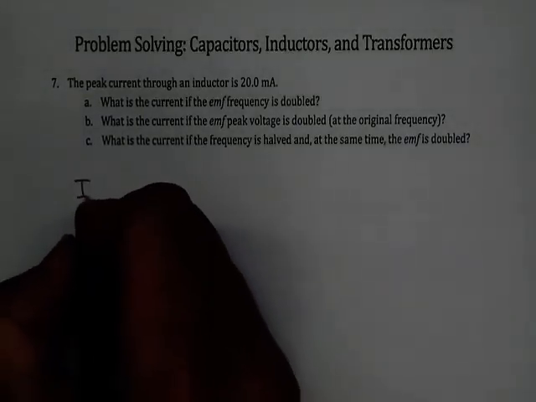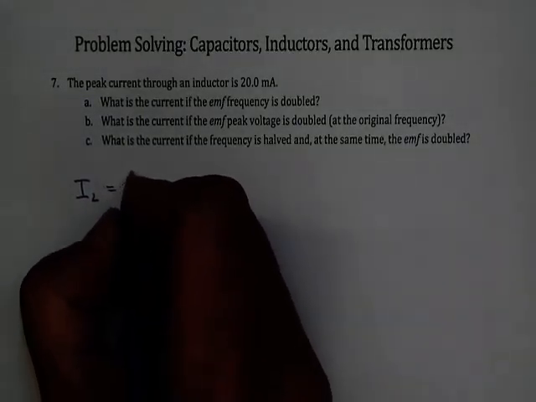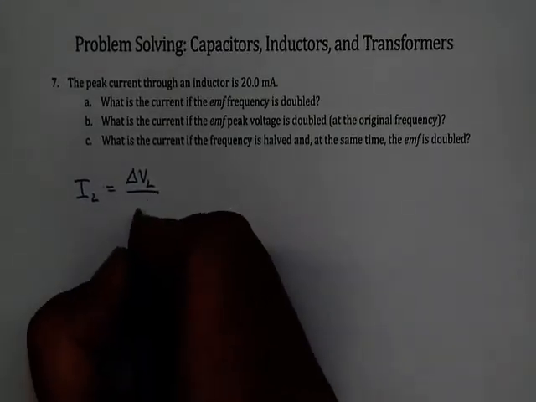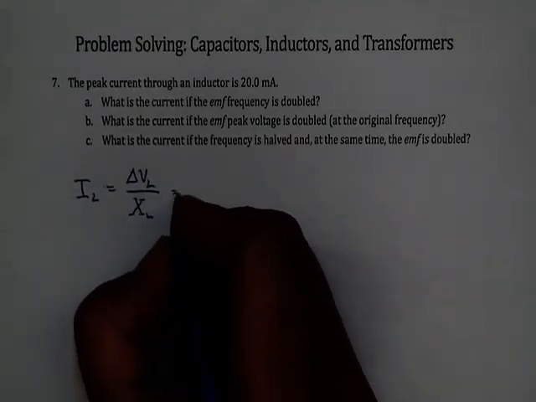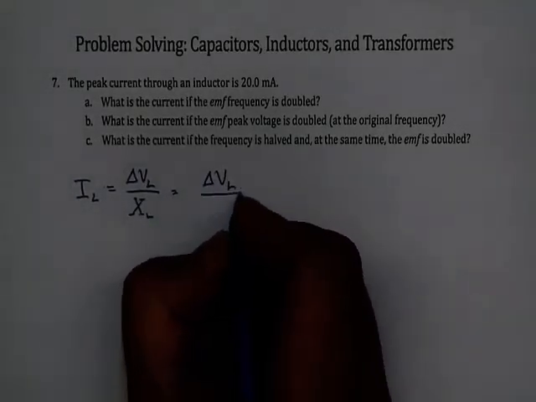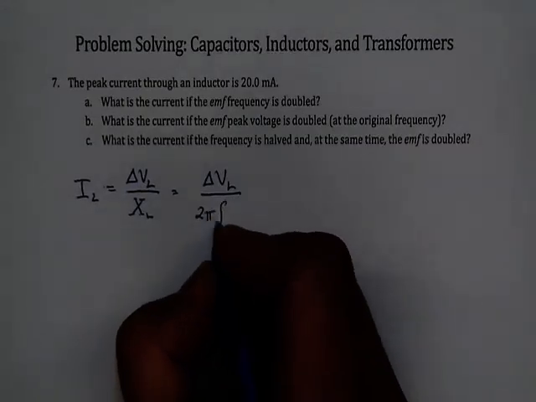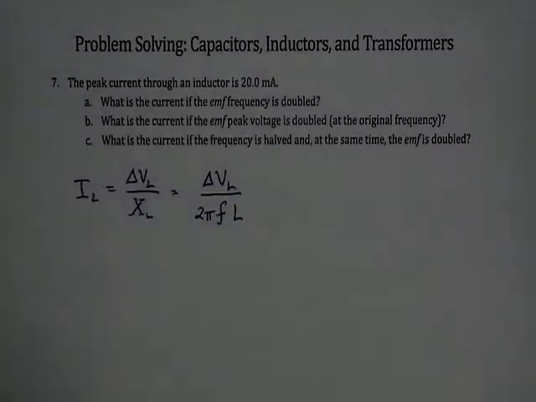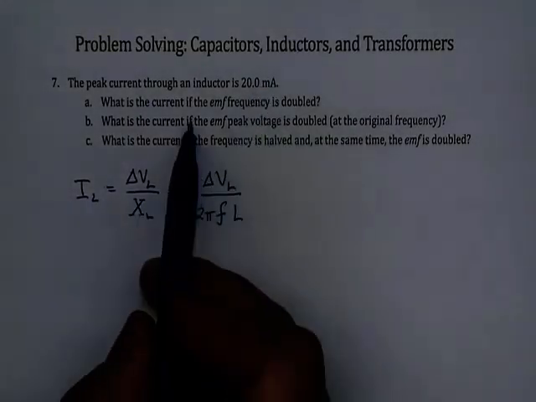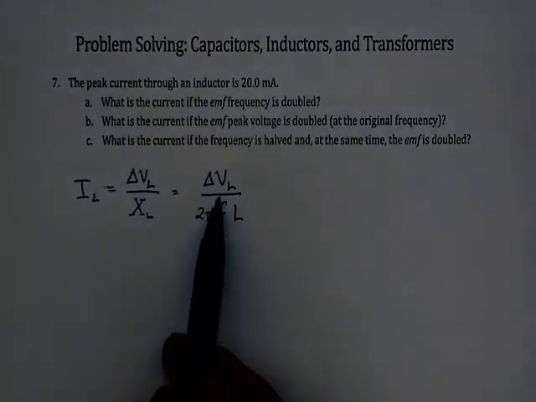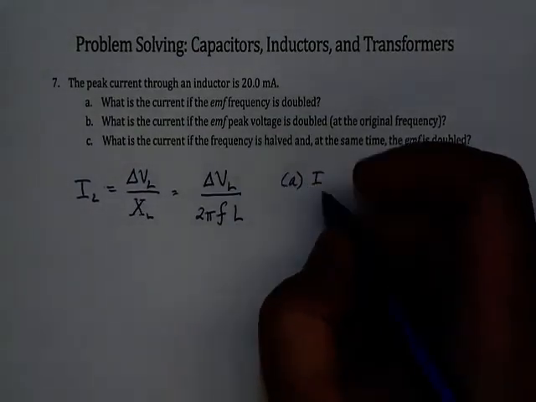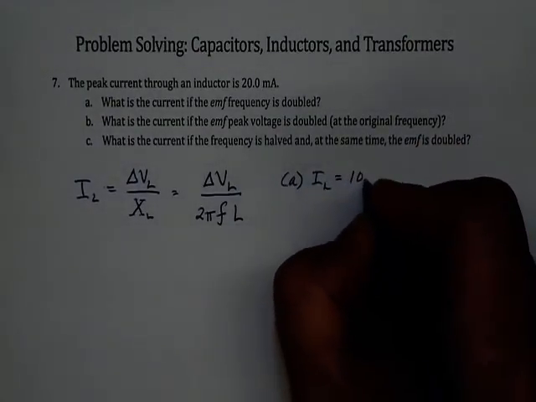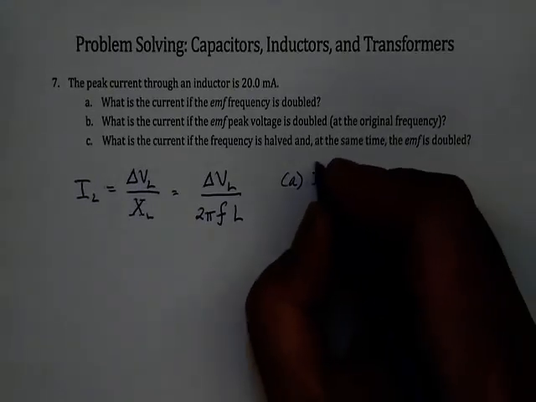Well, as we showed on the previous problem, the peak current is equal to the peak voltage divided by the inductive reactance, and that's the voltage divided by 2 pi times the frequency times the value of the inductor. So if I have 20 milliamps originally and I double the frequency, that makes the current half as big, and I will be at 10 milliamps.